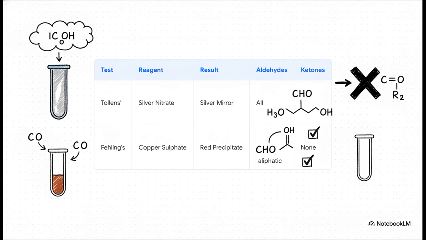Tollens' test uses ammoniacal silver nitrate. If you have an aldehyde, it oxidizes, and the silver ions reduce to coat the inside of the test tube in a literal, stunning silver mirror. And that works for all aldehydes. Then there's Fehling's test, which uses copper sulfate and creates this striking reddish-brown precipitate, though that one only works for aliphatic, straight-chain aldehydes. But here's the kicker. Ketones resist this mild oxidation entirely. No mirror, no red precipitate, nothing.